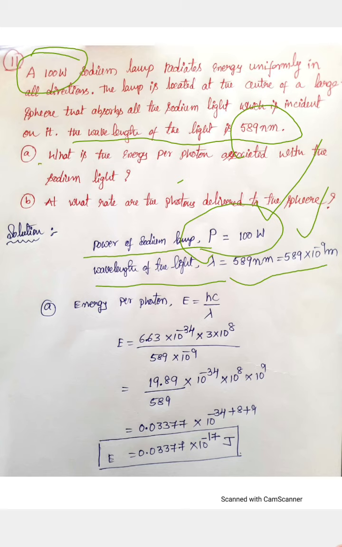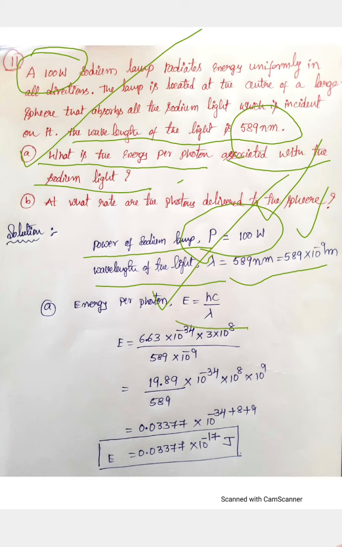Next, what is the energy per photon associated with the sodium light? What we have to calculate is the energy per photon. If you want to calculate the energy per photon, what is the mathematical equation? Energy is equal to hc by lambda. H is Planck's constant, C is the speed of light, lambda is the wavelength of the light.